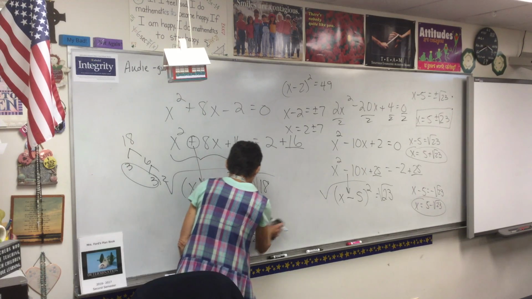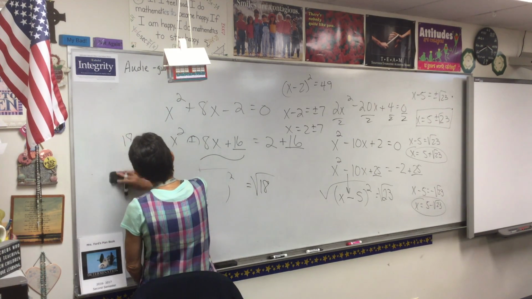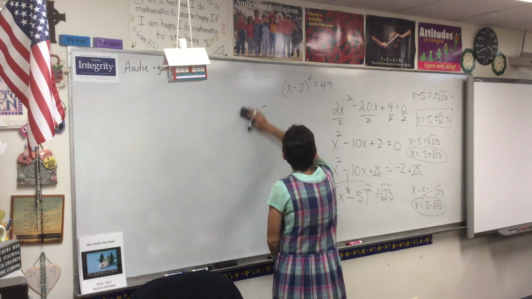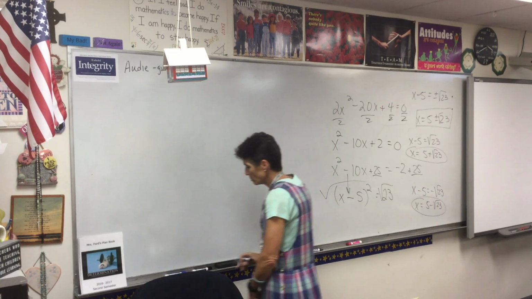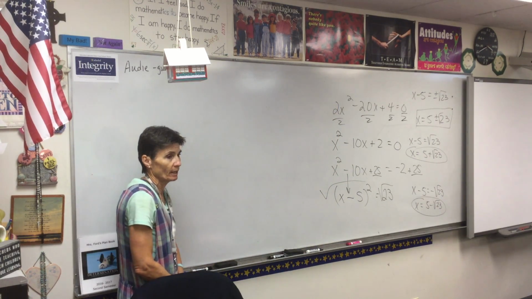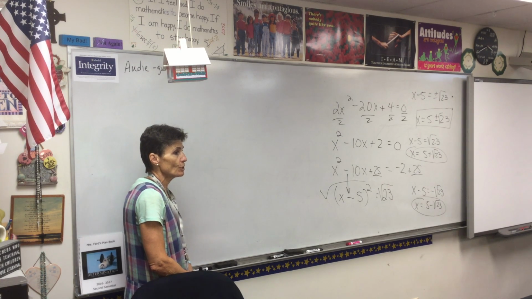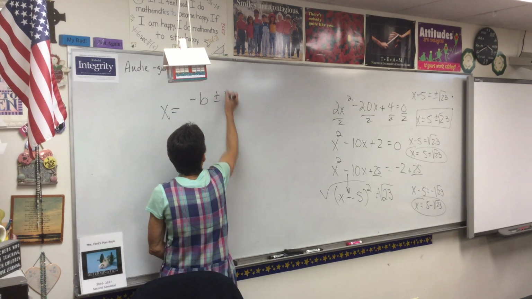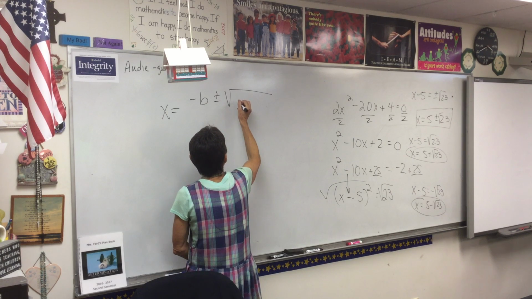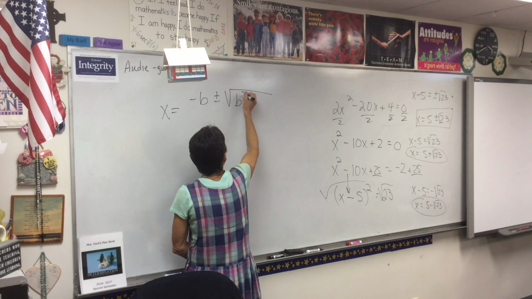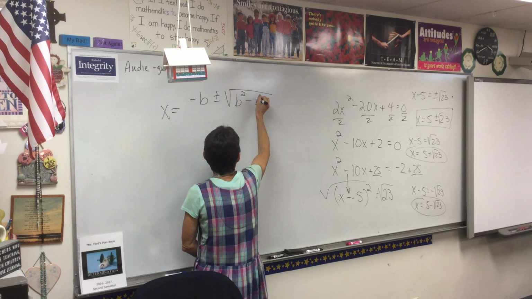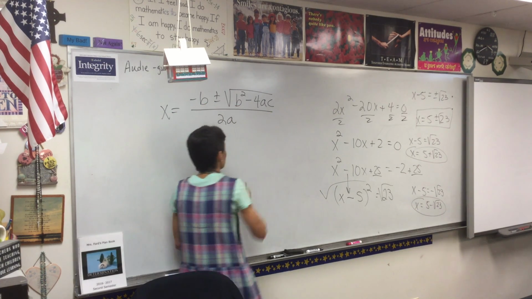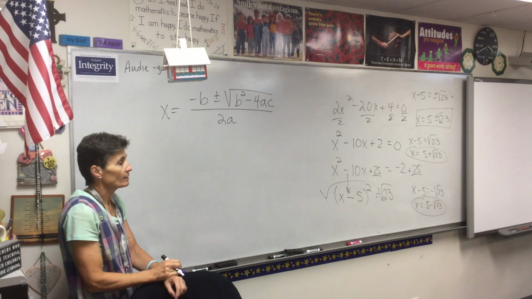Next section says quadratic formula. Now, in the old days, your teachers gave you the quadratic formula. Now that you are grown-ups, you're supposed to know the quadratic formula. So, who knows it? Evan? Negative b plus or minus the square root of b squared minus 4 times a times c, over 2 times a. Exactly. There's the quadratic formula.